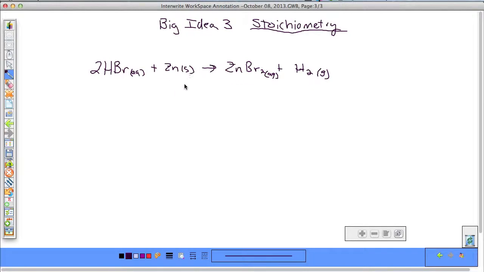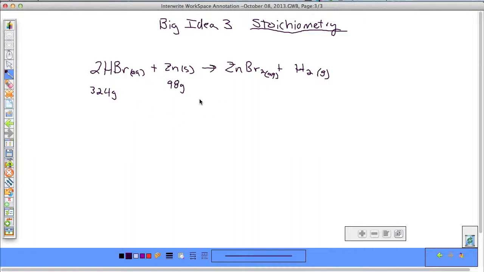There's some oxidation reduction going on in here as well, so we'll talk about that sort of thing later. But let's say that our zinc weighed 98 grams, and so this is the information you're given. And let's say that we put in 324 grams of hydrobromic acid.